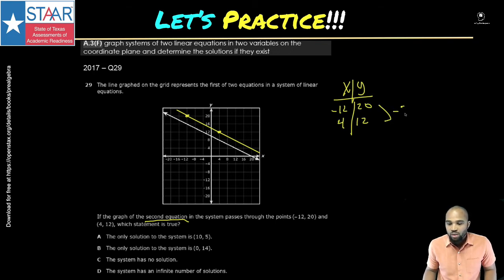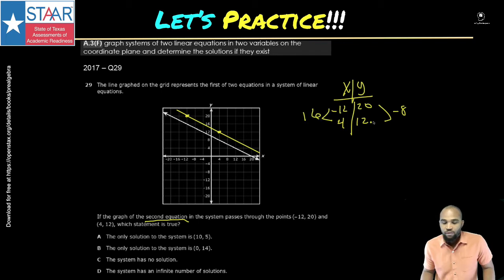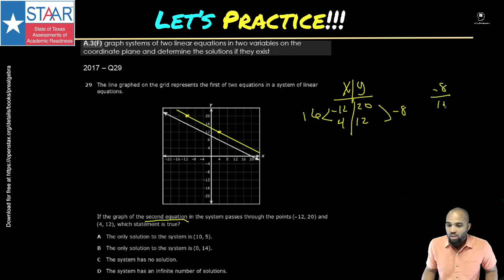So what's the slope here? The slope is going down 8 for every time it goes up 16. From -12 to 4 is 16. So what slope is that? That's going to be -8 over 16, which reduces to -1/2. Now, if this line is also -1/2, then hey, we got something. They're both parallel, and we already know what's going to happen there, but let's find out for sure.